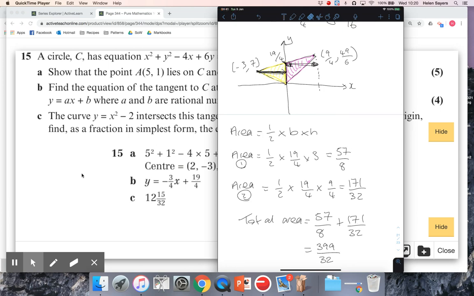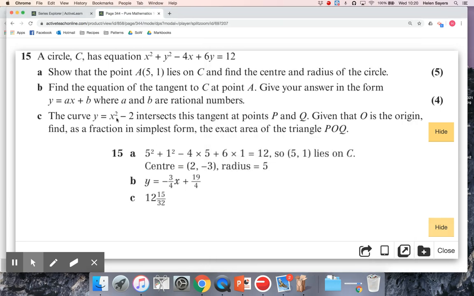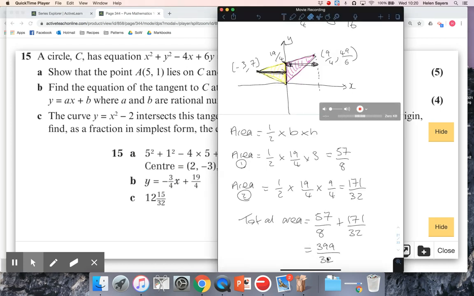Okay, and let's just double check the wording. Yeah, so simplest form doesn't imply a mixed number. So if we'd have left it, as long as 399 over 32 doesn't simplify down, which it doesn't, obviously you can just pinch your calculator, either of those answers would be absolutely fine.